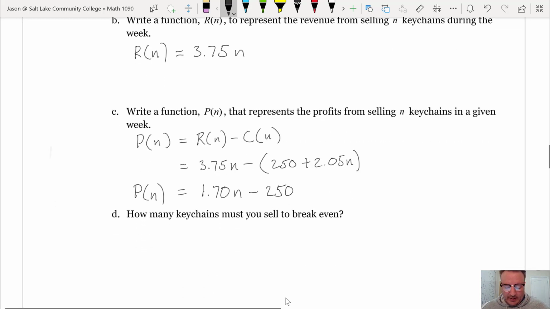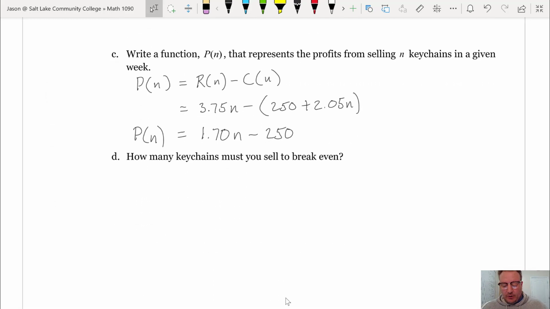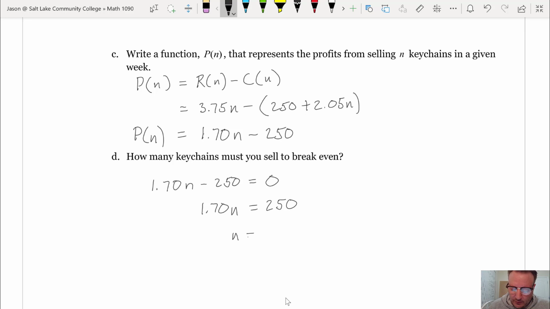All right, part D, how many keychains must you sell to break even? Well, here we just set the profit function equal to 0, solve for the quantity. 1.70n minus 250 equals 0. We break even when the profit first becomes 0. We get 1.70n equals 250, or n is equal to 250 divided by 1.7.